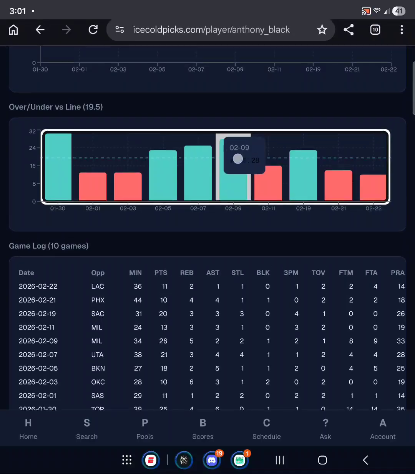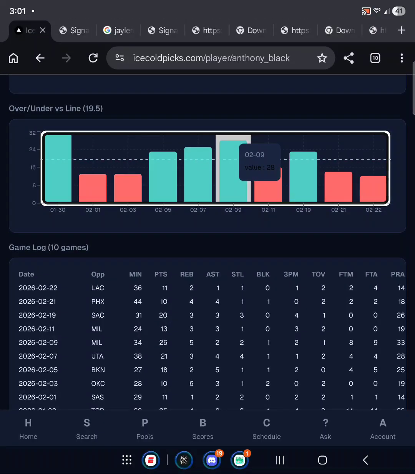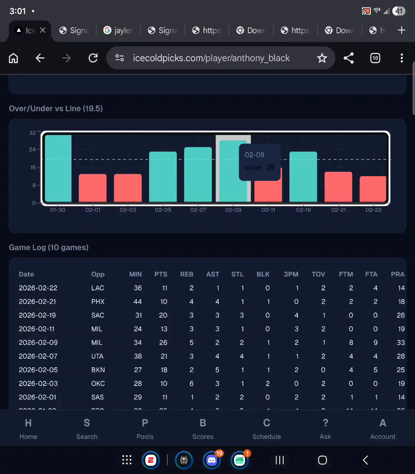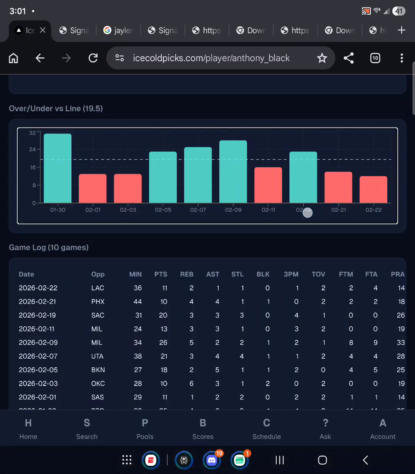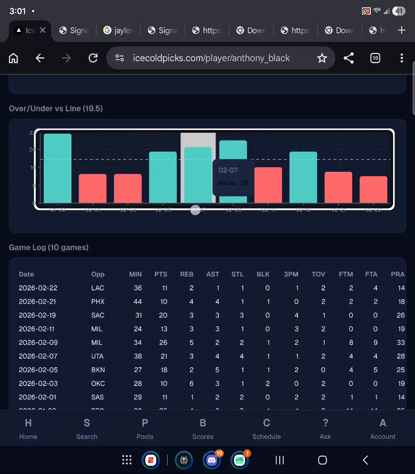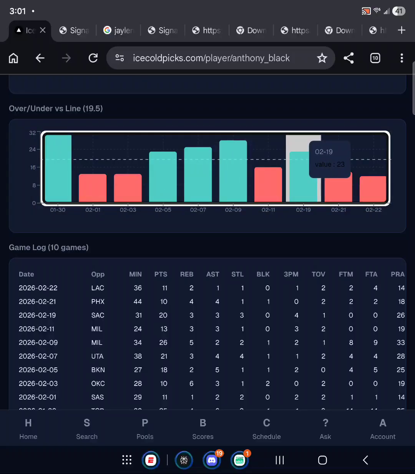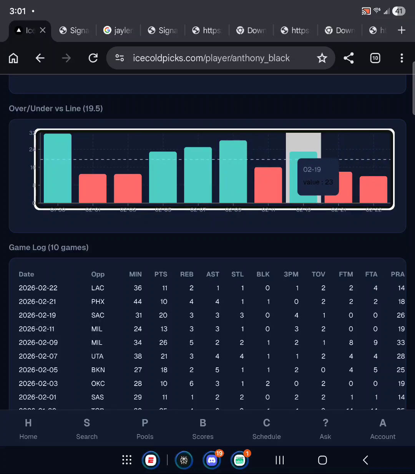So that's why I say you really got to come to the website to really see, because averages and what it actually says are different. Just because he averaged under that line in his last 5, that doesn't mean that he went all under. You see that he still went over that line 4 times, or in this case it's 3 times.